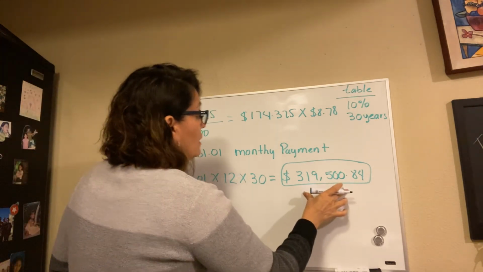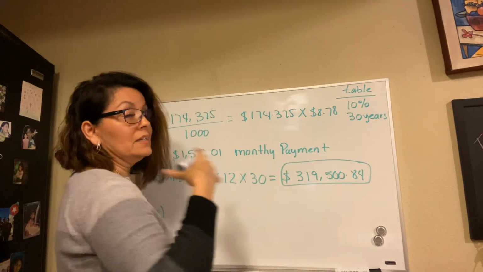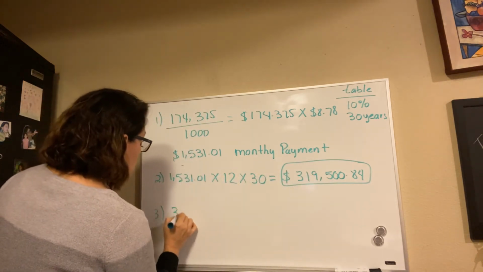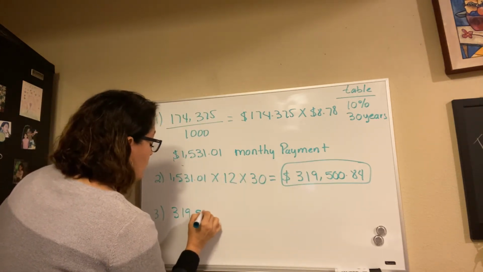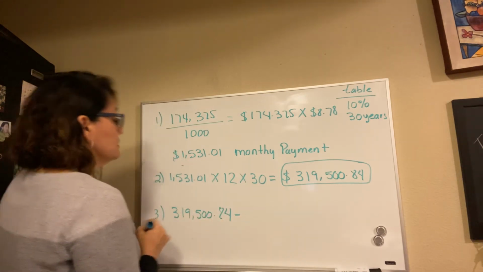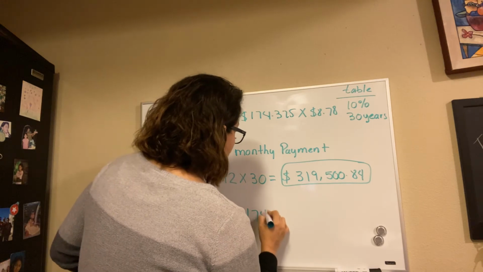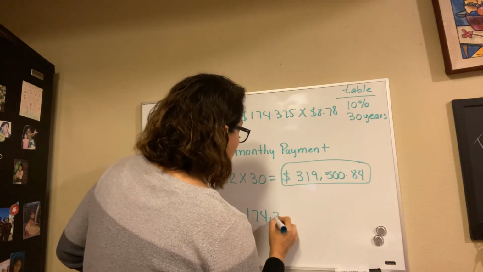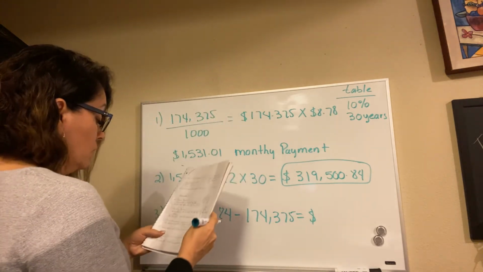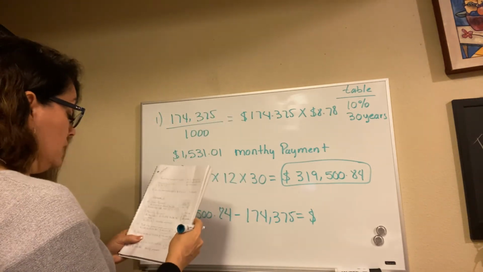So step number 3, I need to find the interest. So whatever they paid at the end of 30 years, which is 319,500.84, minus the amount they actually borrow, okay? So at the end, they're going to end up paying of interest, okay?